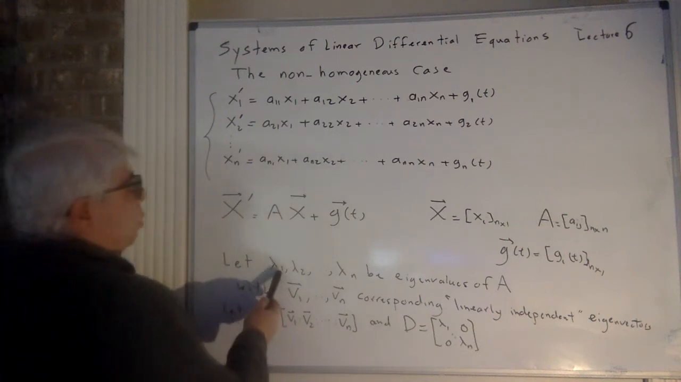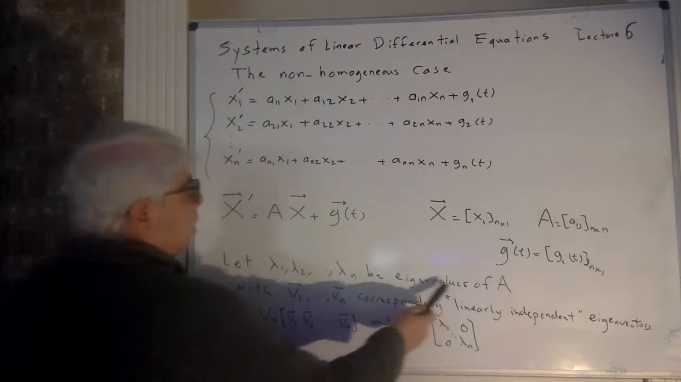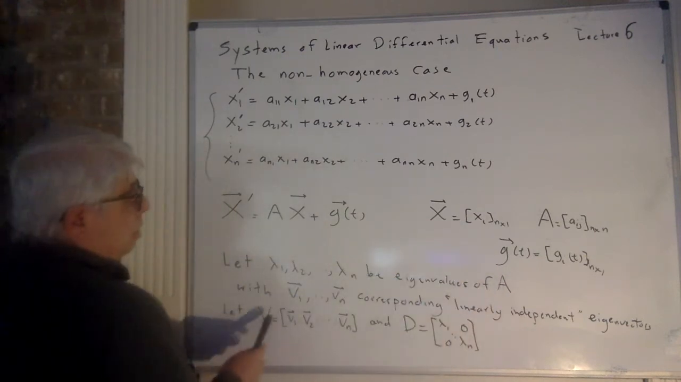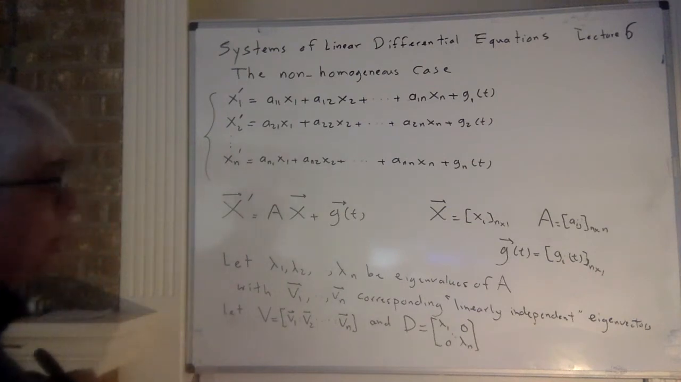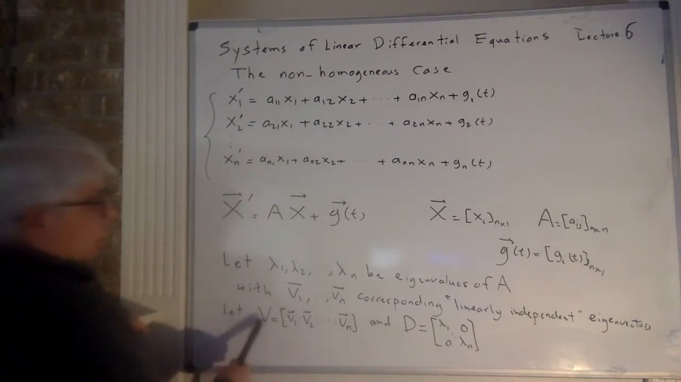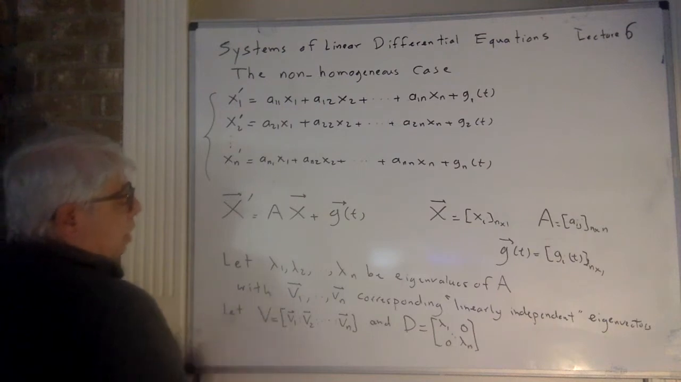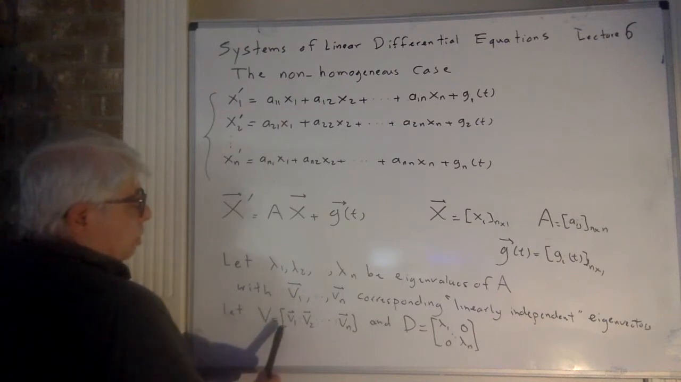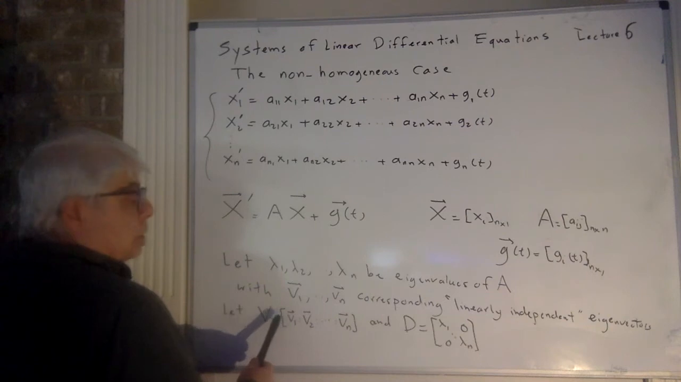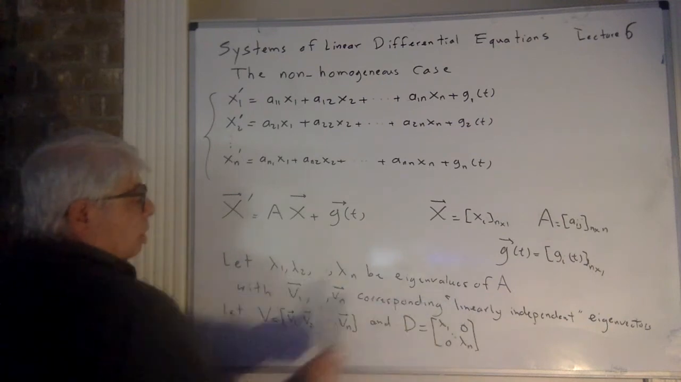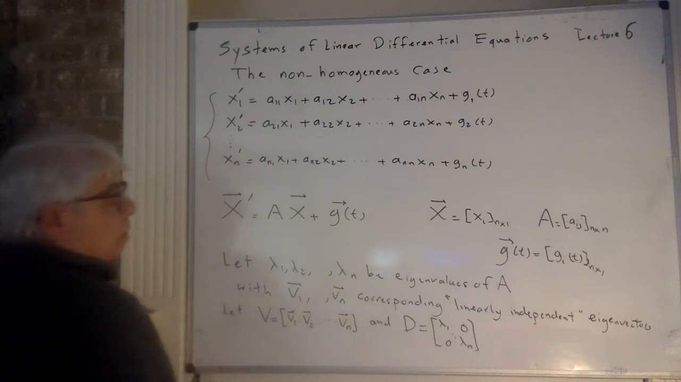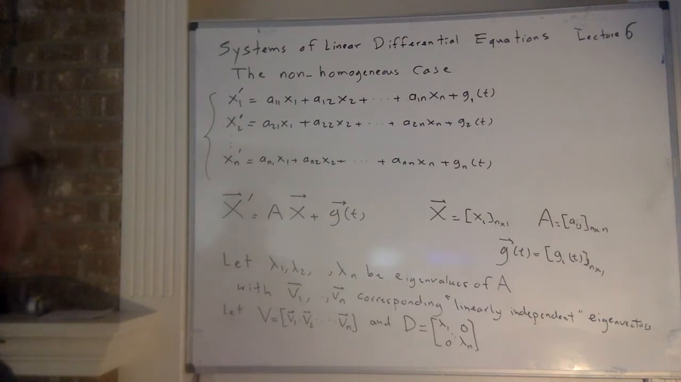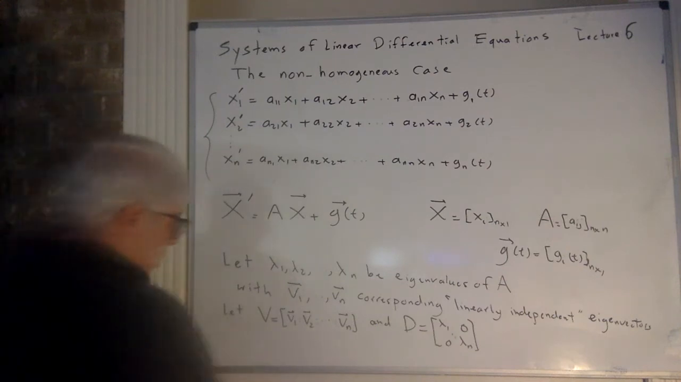And let lambda 1 up to lambda n be eigenvalues of A, and V1 up to Vn corresponding linearly independent eigenvectors. Then this matrix V with eigenvectors as columns is invertible because these are linearly independent, and then D is this diagonal matrix with corresponding eigenvalues. Okay, now let me erase this and continue.